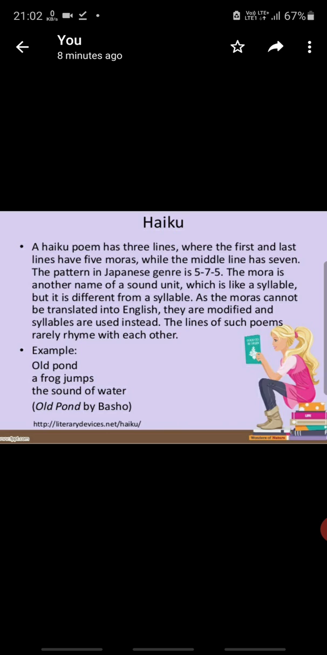So the main feature is that it evokes the images of the natural world, and it's a poem of 3 lines, and the syllables are 17. I have given you an example: old pond, a frog jumps, the sound of water. When you read this, you will find that it has 17 syllables. So it's a 3-line Japanese poem.